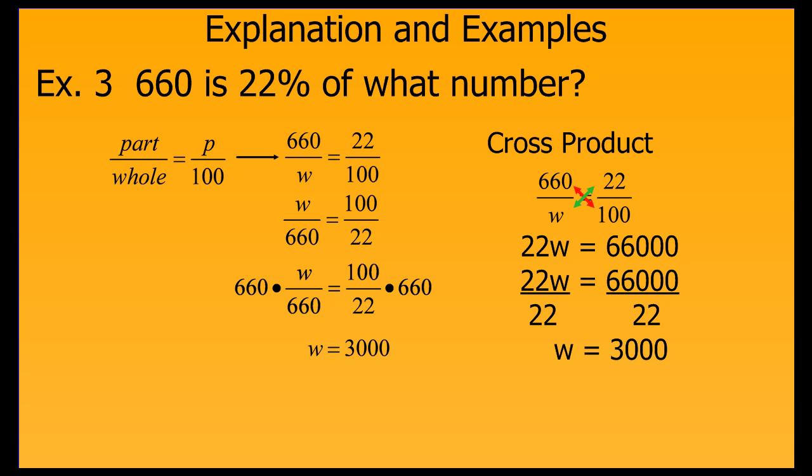Cross products work fine, and there's nothing wrong with using them. I prefer not to use them because they obscure the meaning of what we are doing. You may know that you can use cross products to solve proportions, but you may not be able to explain why it works. By solving it the way we've been solving it, thinking about inverse operations, you're sure to know why you're solving the proportion the way you are.